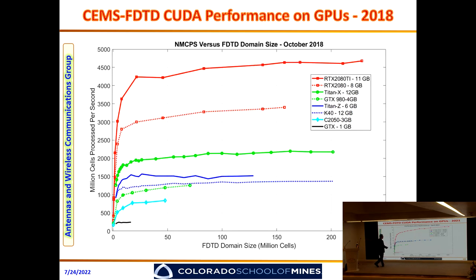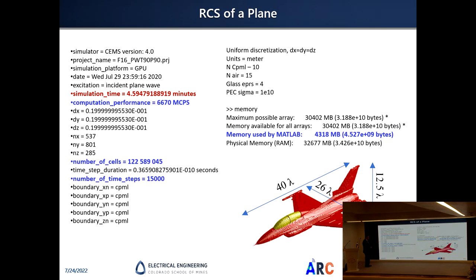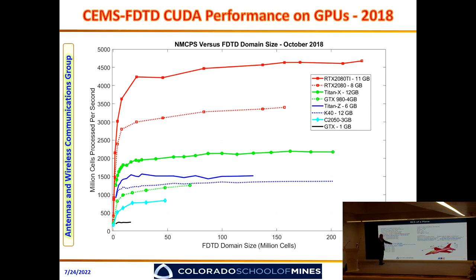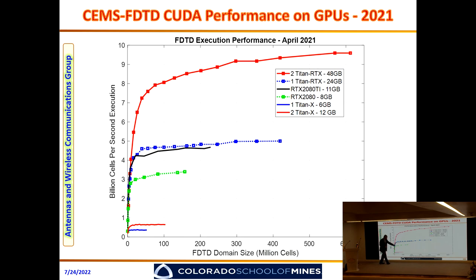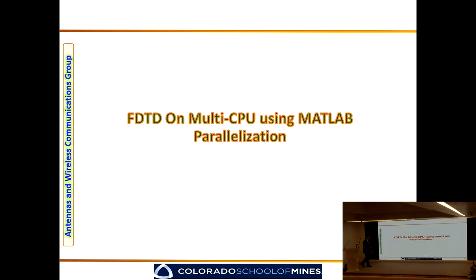Just 400 million cells, just to give you an indication, in this simulation, we had how many? 122 million cells. So 122 million cells falls here for the aeroplane simulation, and we can simulate it using even the 2080 series graphic card, or even this green one here, which is also a 2080 graphic card with 8 GB of RAM.